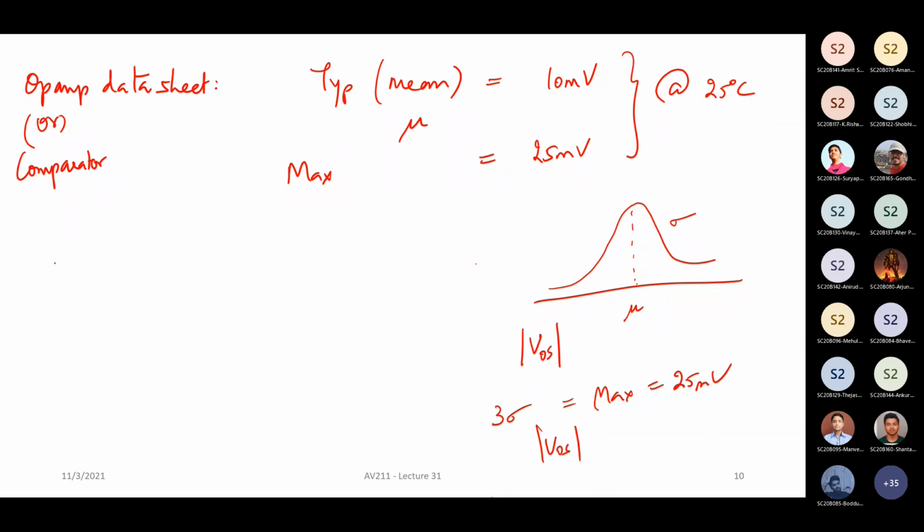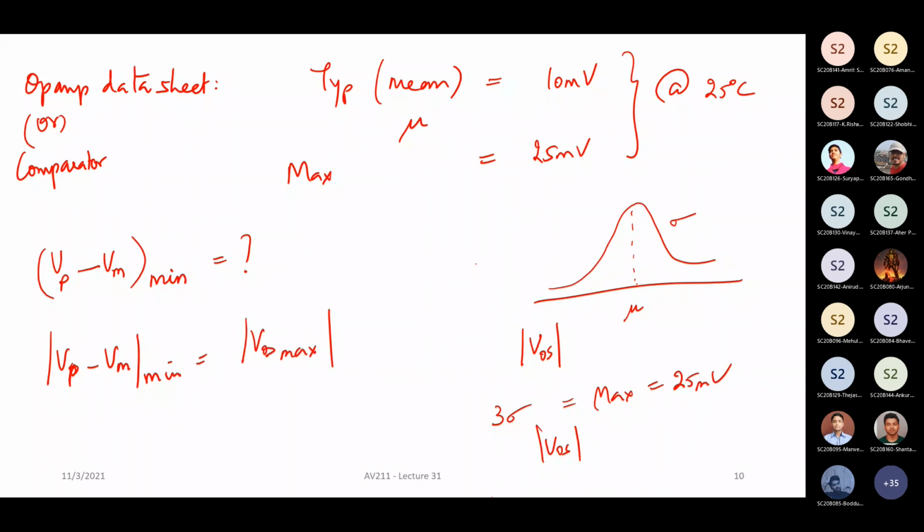Now, when I ask what the usable range is, I'm asking what is the minimum VP minus VM that is required so that this op amp will work properly? I should have a minimum input differential voltage of this much so that my comparator operation is successful every time. What is that value? So VOS max. So mod of VP minus VM min is basically mod of VOS max.